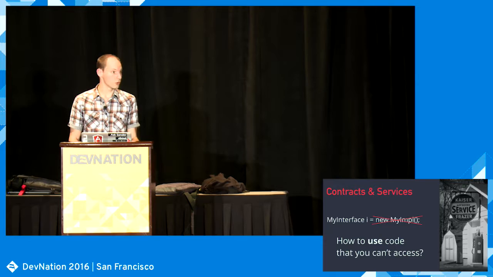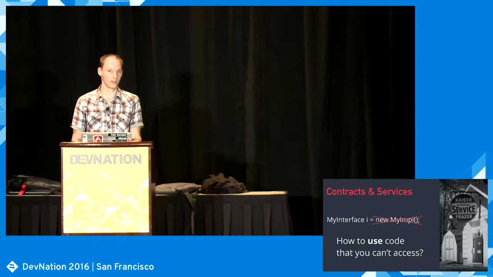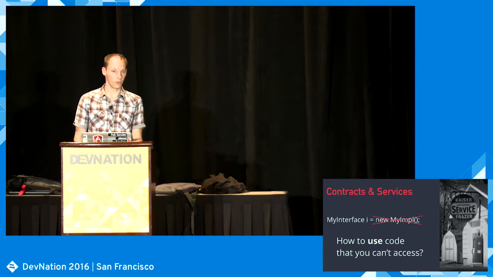And normally you would do that by instantiating an implementation like here. But if you do that, then you also need to have access to this implementation class, and it needs to be exported to you, which is something that we really don't want. So the big question here is how to use an implementation without having to have access to it.